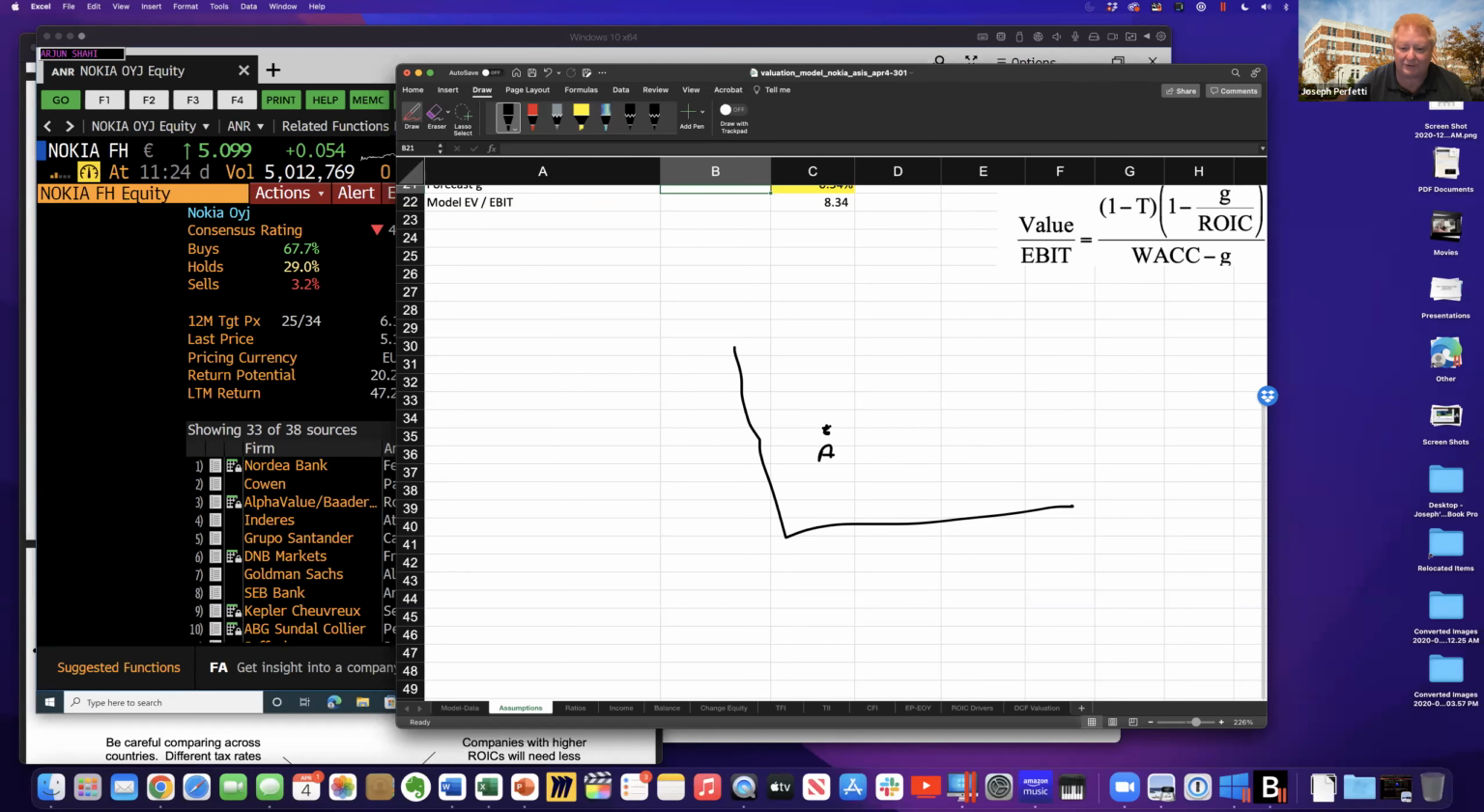12 months in the future, the price could go up. This is what we're going to call the bull. That's how high it could go in the next 12 months if everything goes right. This is the bear. This is the bottom of the range, but that's how low Nokia could go in the next 12 months if everything goes wrong. Okay, so I create my scenarios.